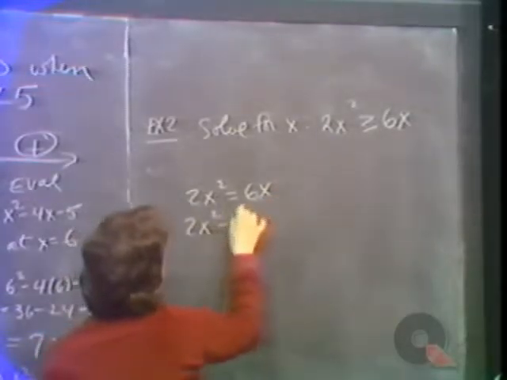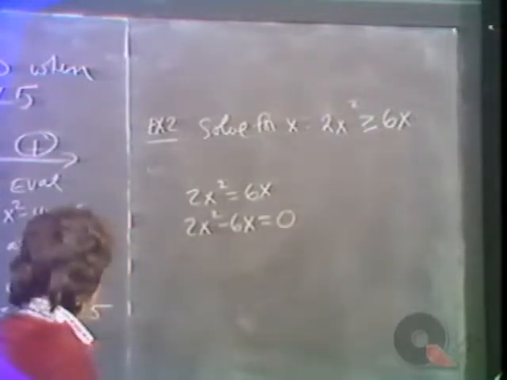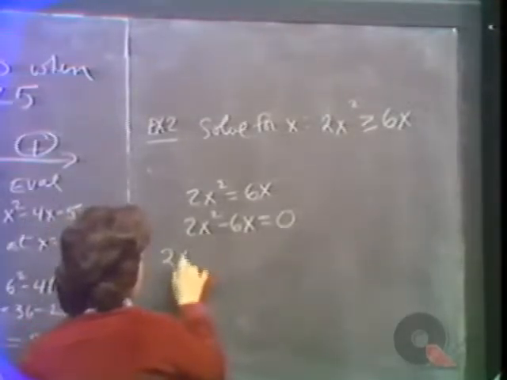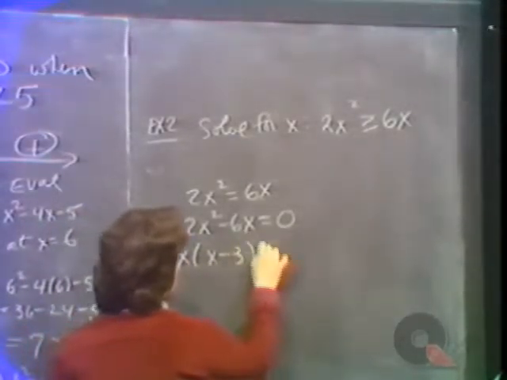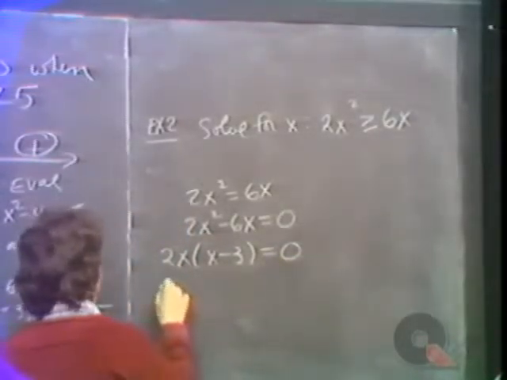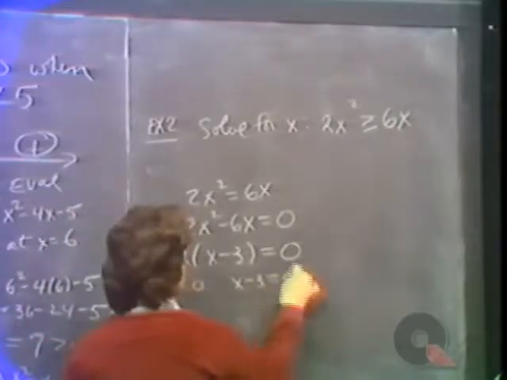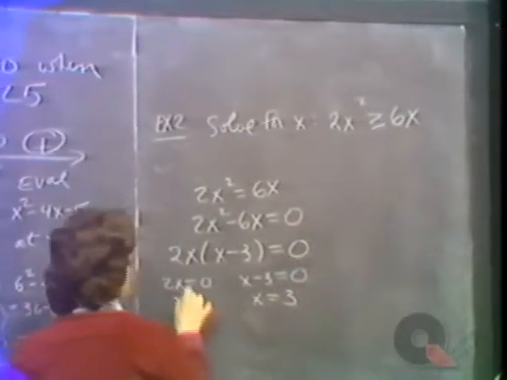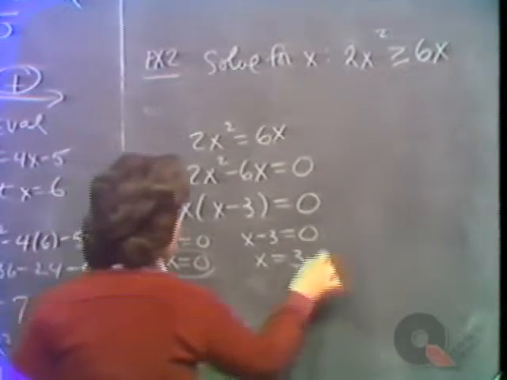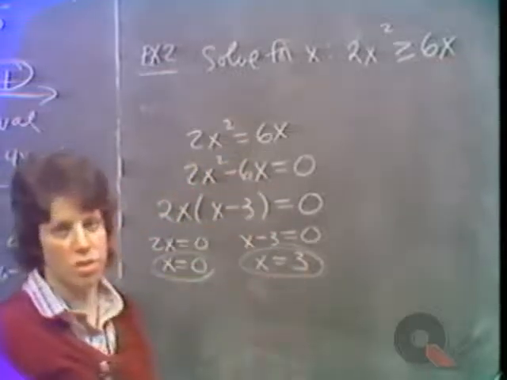Putting it into standard form, 2x squared minus 6x equals 0. There's a common factor of 2x, which can be taken out. This leaves us with 2x times x minus 3 is 0. So we have 2x equals 0, or x minus 3 equals 0, giving us x equals 0, x equals 3. That's when 2x squared equals 6x.